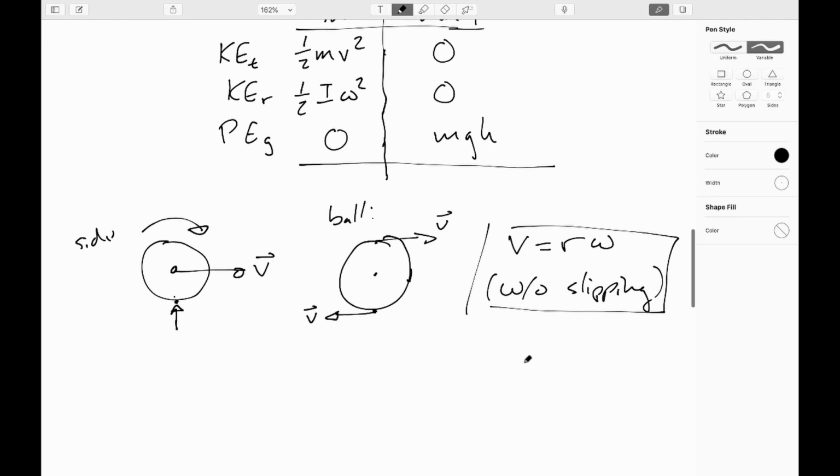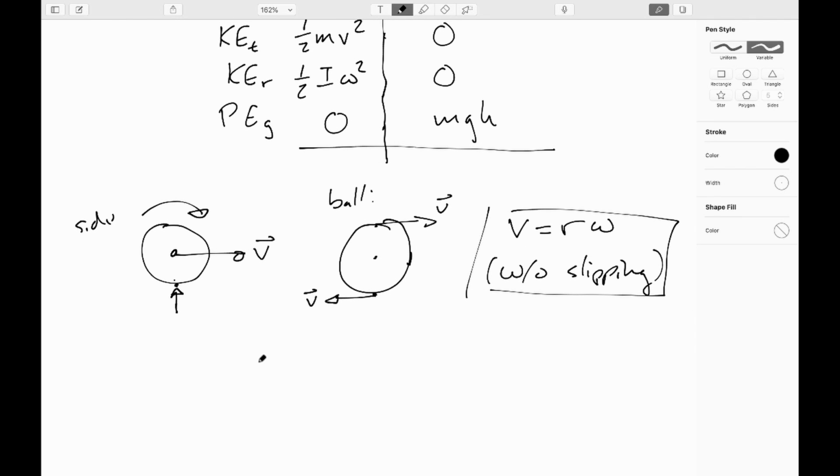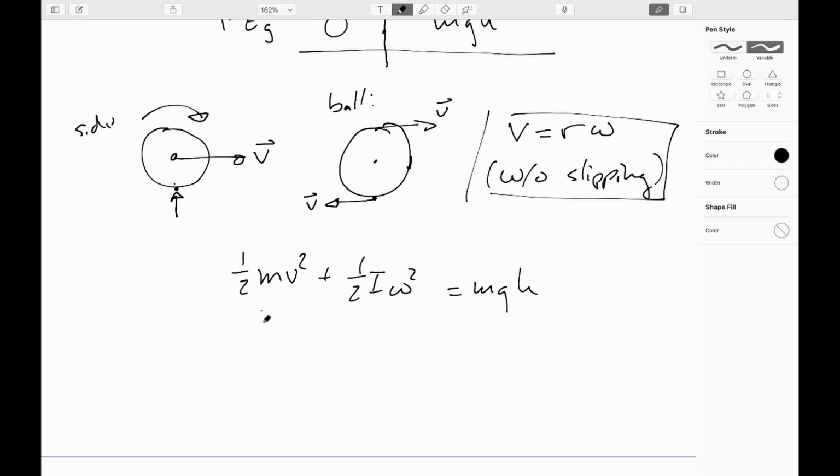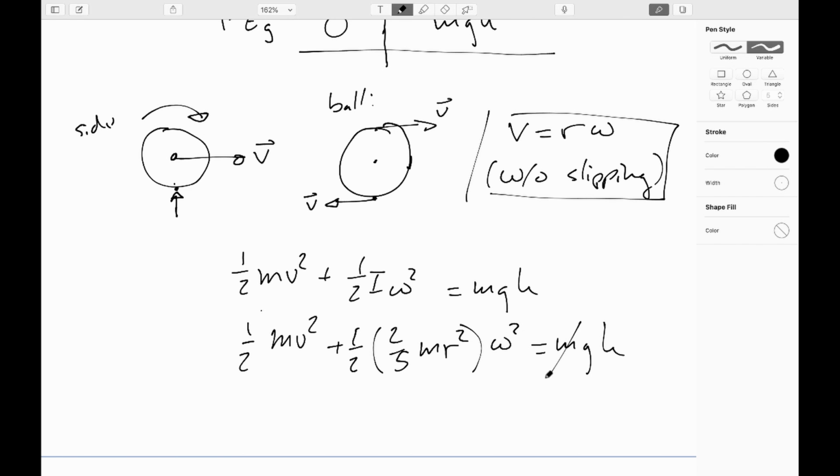All right, so with that caveat in mind, let's go ahead now and do the energy conservation. So we've got 1/2 mv squared plus 1/2 I omega squared equals mgh. Now, if we look up a sphere, the moment of inertia of a sphere is 2/5 mr squared. So let's put that in. So 1/2 mv squared plus 1/2 times 2/5 mr squared omega squared. That has to equal mgh. First small favor, the m's all cancel. So we've got 1/2 v squared plus 1/5. Now r squared omega squared is the same as (r omega) squared. That has to equal gh.